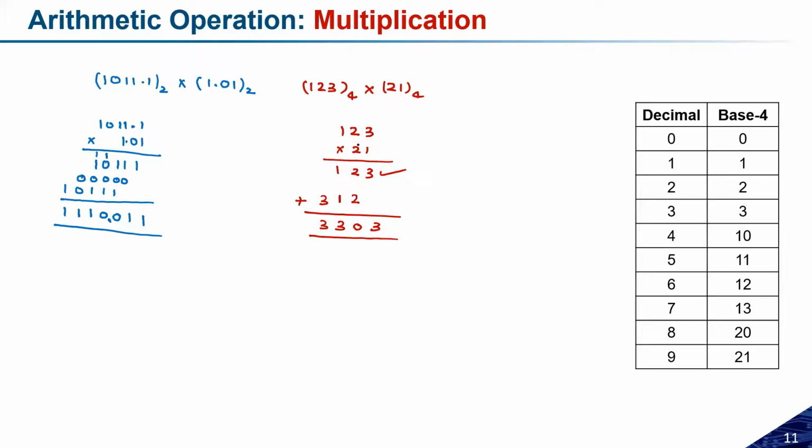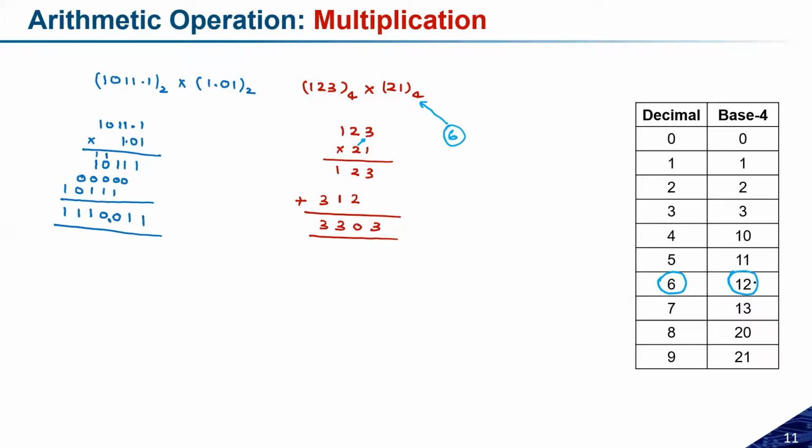Let me change the color so that you will be able to understand it. Now suppose I want to multiply this 2 with the 3. In the decimal number system it comes to 6, but 6 does not exist in the base 4 number system. So we should know the equivalent number in base 4 for decimal 6. If I convert the decimal 6 into base 4, the number comes out as 1 2.